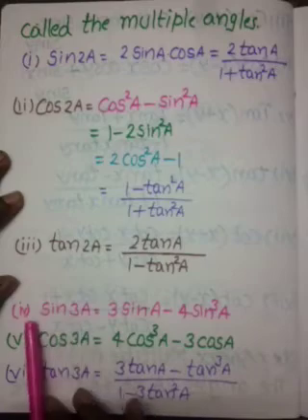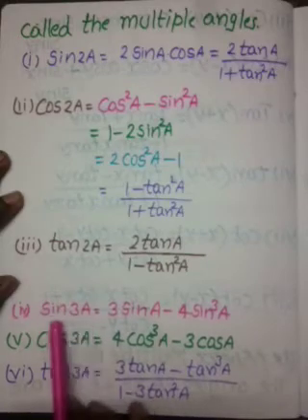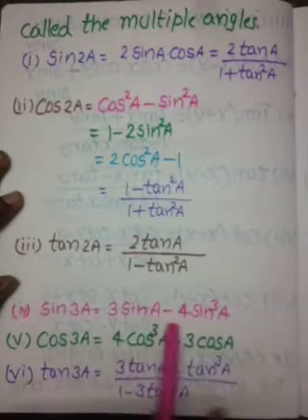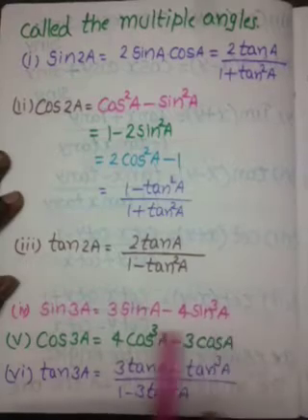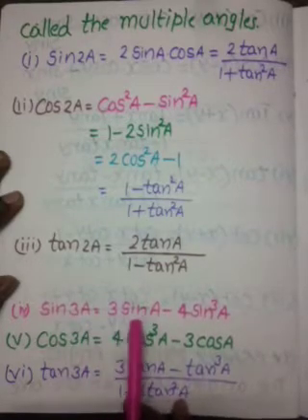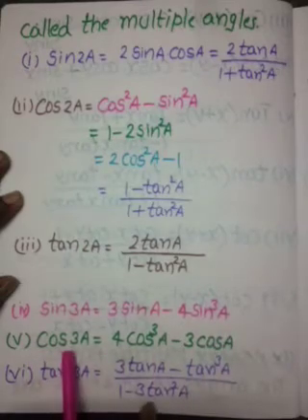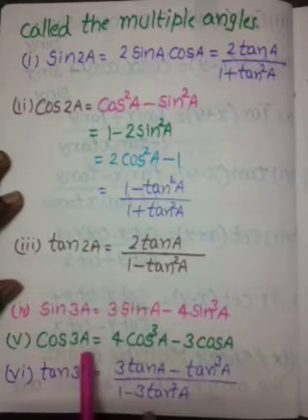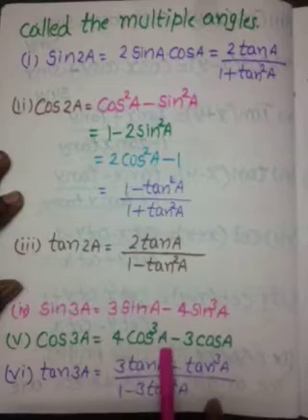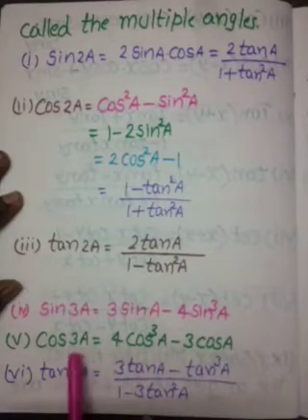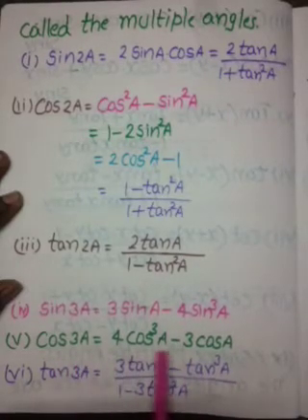Okay, my dear children. Now come to sin 3a. Sin 3a is equal to 3 sin a minus 4 sin cube a. Now come to the next formula, cos 3a. Cos 3a is equal to 4 cos cube a minus 3 cos a. Okay, my dear children. Understood?